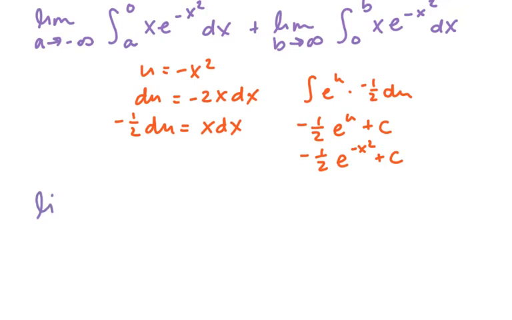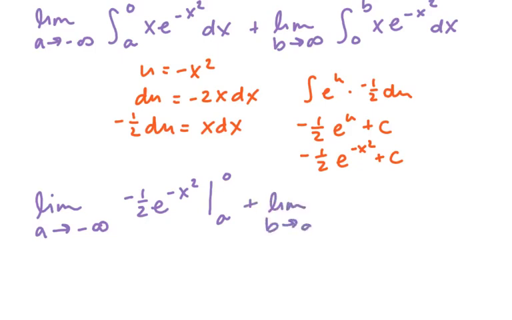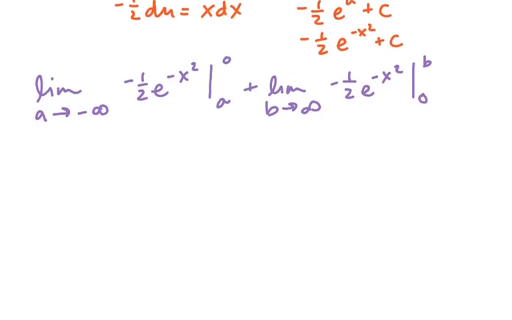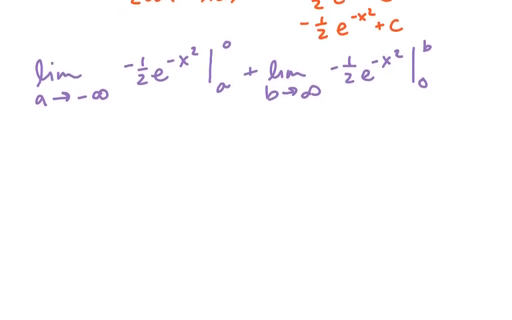We'll have the limit as a approaches negative infinity of, well, I'm going to use regular brackets here, negative 1/2 e to the negative x squared from a to 0 plus same thing from 0 to b. Whoa, that's not what I wanted. All right. So now we can actually set it up.